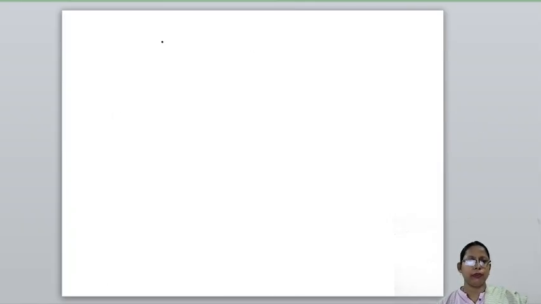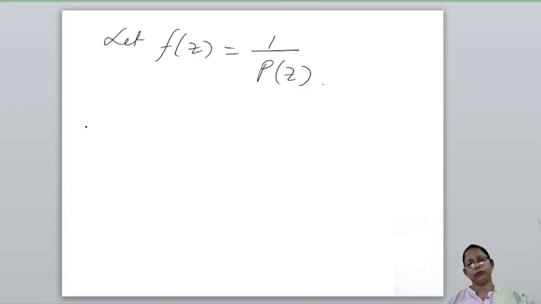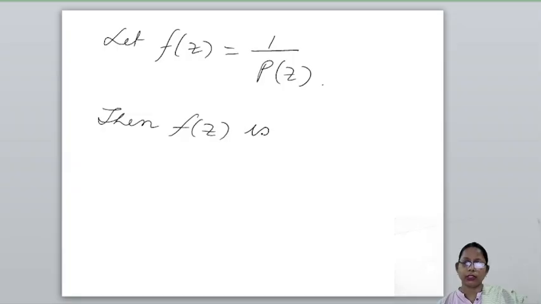Next, we define a function: let f(z) be defined as f(z) equal to 1 by p(z). Now, since p(z) is a polynomial function and a polynomial function is differentiable, f(z) is analytic on C.